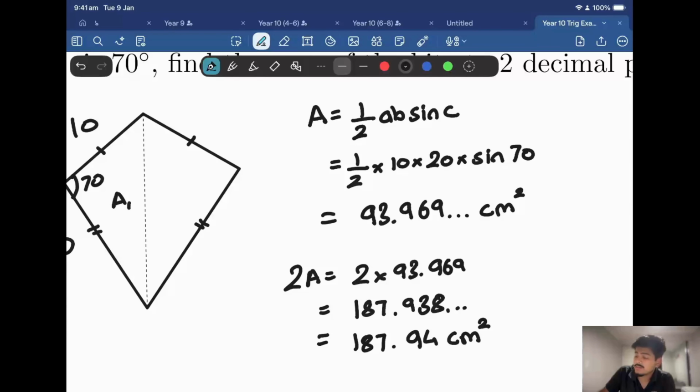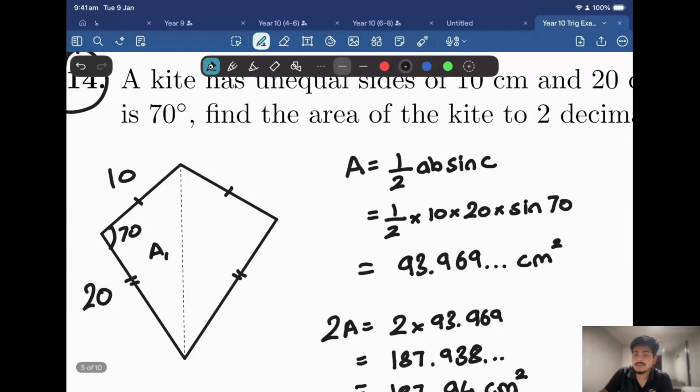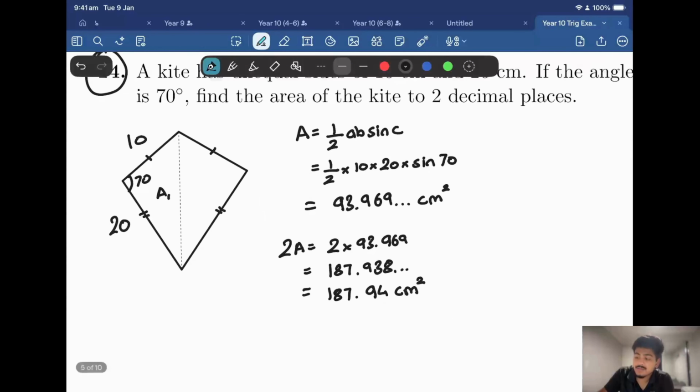Okay, that's your answer to this. Drawing this out is very, very helpful. I highly recommend you draw it out.